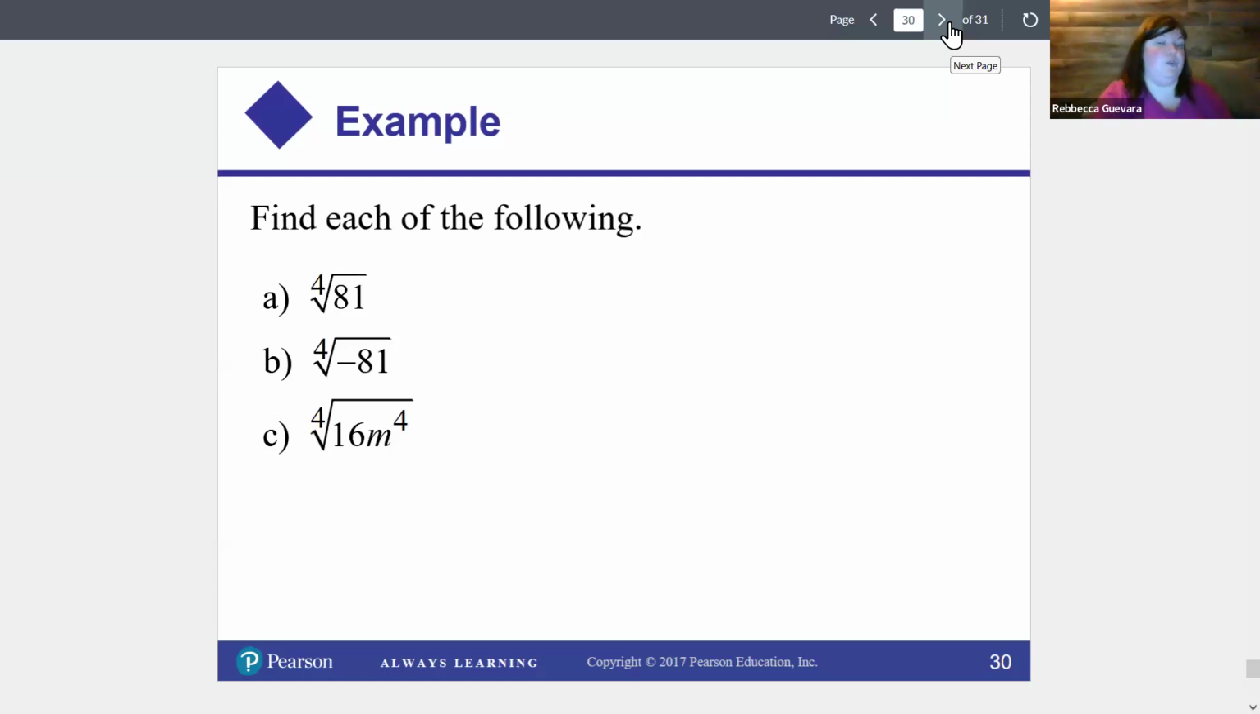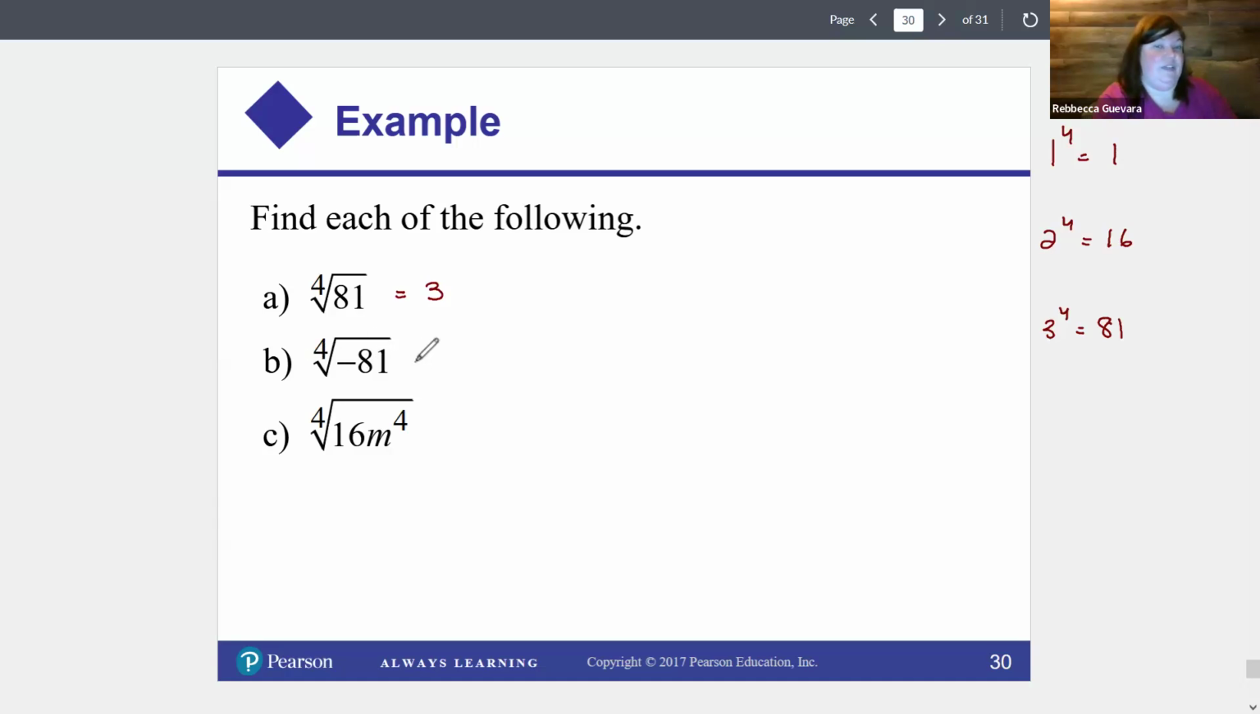Now, if I have even roots, so I took the 4th root of 81, 1 to the 4th is going to be 1. 2 to the 4th is 16. 3 to the 4th is going to be 81. The 4th root of 81 is just 3.